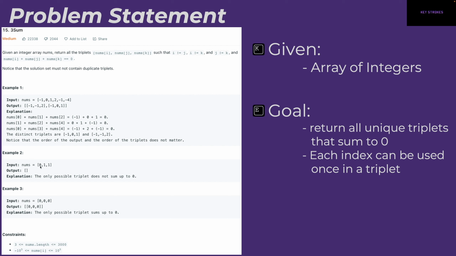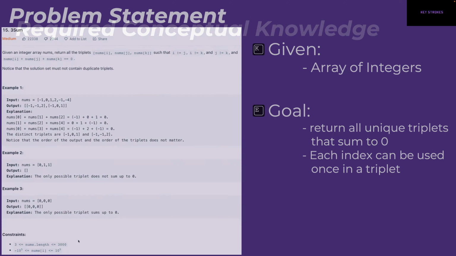Next, in example 2, we have 0, 1, 1 as the input integers. And because it's only 3 numbers, that's the only triplet that's possible here, and we can see it doesn't add up to 0. And so you just return an empty array. In the third example, all the numbers are the same, which are 0, and when you add them all up, they sum up to 0. So that's the only unique triplet that you have in here. We have some constraints as well, but I don't think that it will affect our solution.